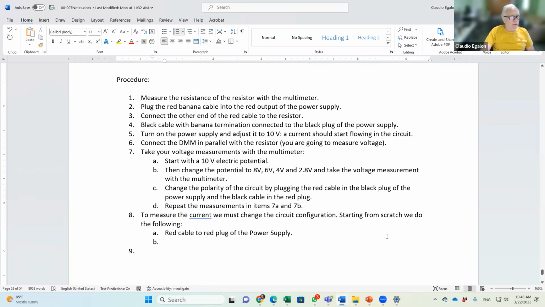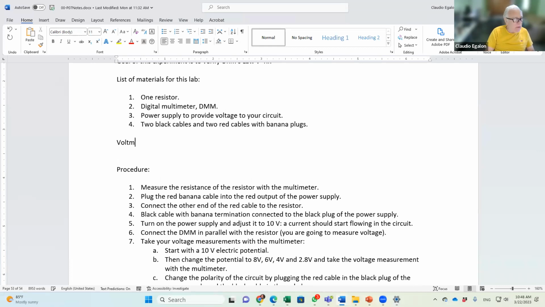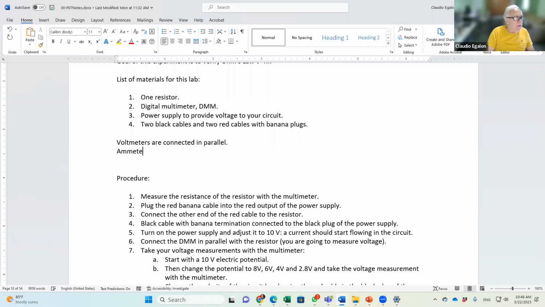Remember that in order to measure current, the multimeter must be connected in series, right? I'm going to put a note here. Voltmeters are connected in parallel. Ammeters are connected in series. Okay?